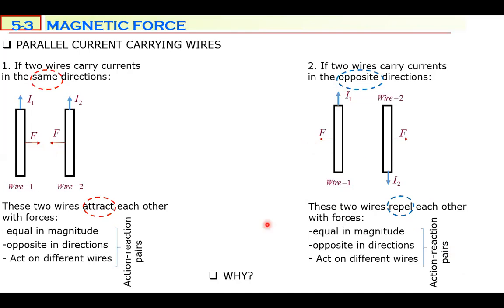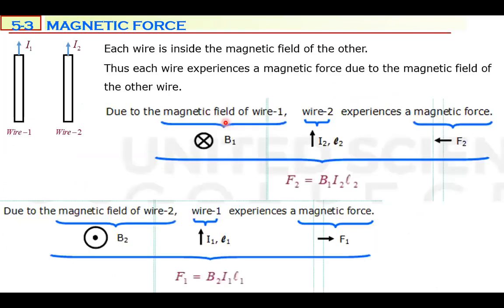But why? How can they attract each other? How can they repel each other? The key idea is this: each wire is inside the magnetic field of the other wire. So the second wire is inside the magnetic field of the first one. The first wire is inside the magnetic field of the second one. So does each wire experience a magnetic force due to the magnetic field of the other wire?